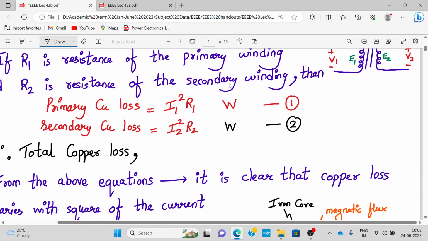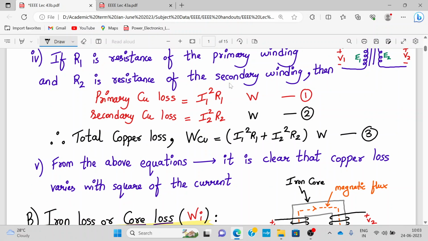So what is the meaning of total copper loss? Total copper loss will be denoted by WCU, which is I1 square R1 plus I2 square R2. Alright, and this is also measured in watts. Let us call it equation number 3. I hope it is clear to you. Okay, so from the above equations, it is clear that the copper loss varies with the square of the current. If the current increases, the copper losses are also more. Alright, so this is about the winding resistance and the copper loss associated with it.